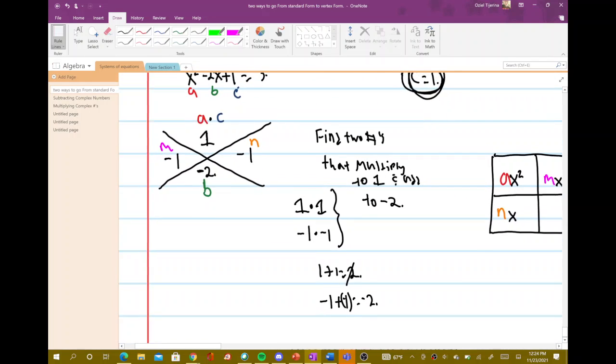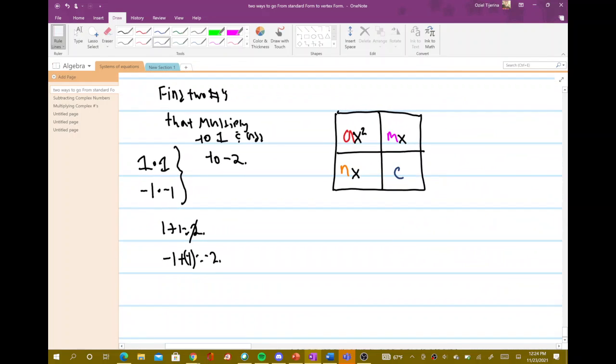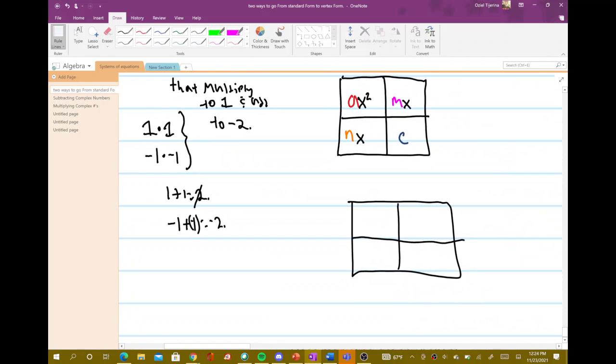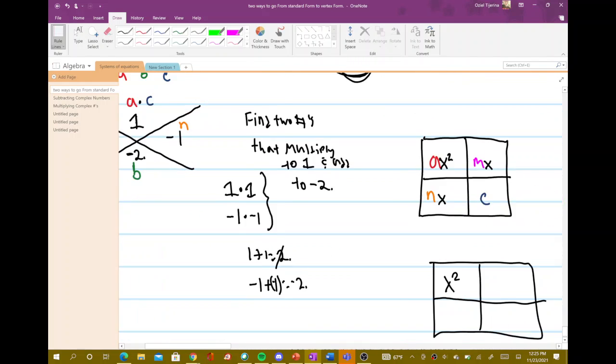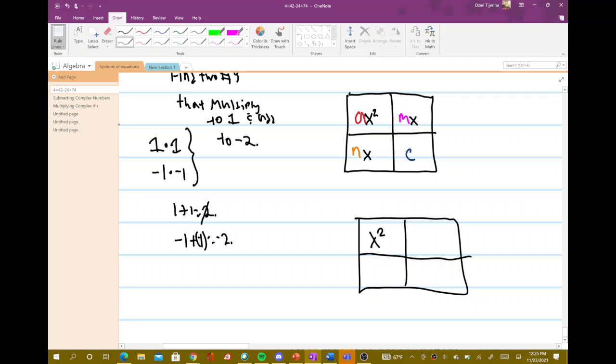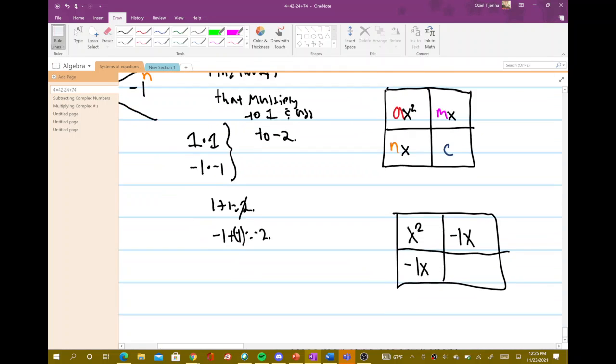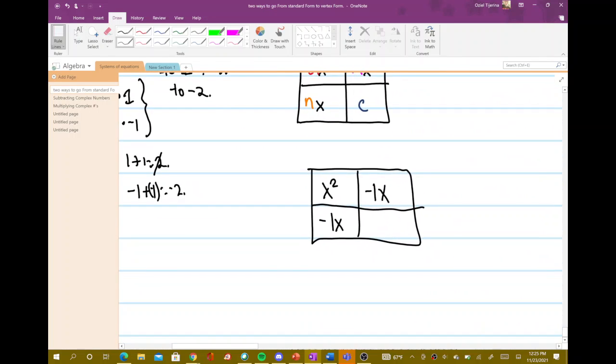And then we have our c value, which is this part here, right? So we're going to go ahead and fill it in. We have ax squared, we have 1, so it's just 1x squared. We can just put x squared right here. Our m value was -1, so we have -1x, and then our n value was -1 again, -1x. Our c value is 1.